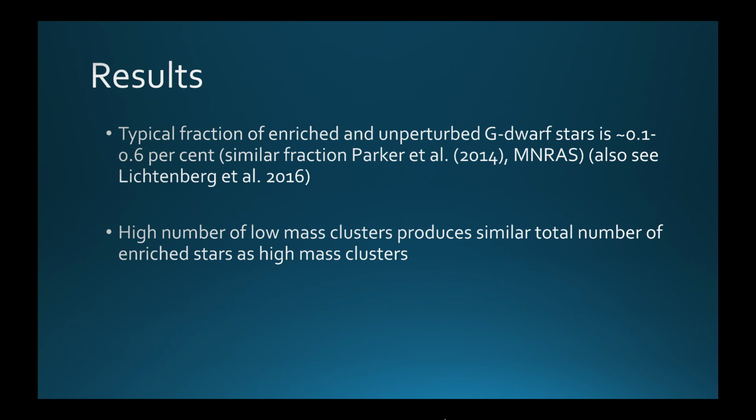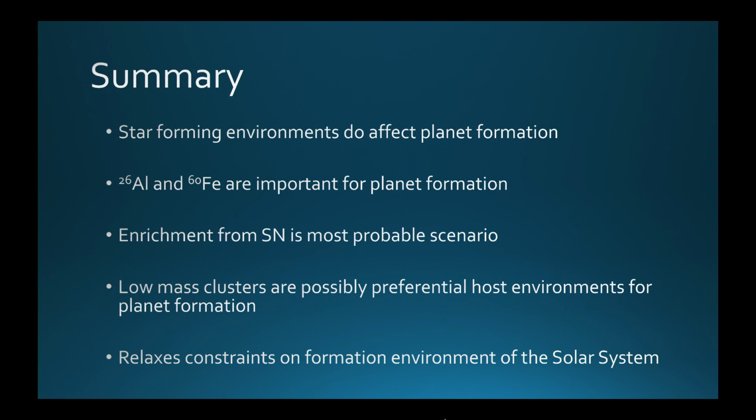So just in summary, star-forming environments do affect planet formation and can do some really nasty things to your planetary systems. If you're wanting to create something that's very stable and looks like our solar system, which, as has been previously said, is our only example of life at the moment, you do need to take into consideration what is happening to your planets while they are forming. Aluminium-26 and iron-60 seem very important for creating something like planet Earth, for this molten core. The enrichment of these materials is probably most likely through supernova explosions, which are very rare.